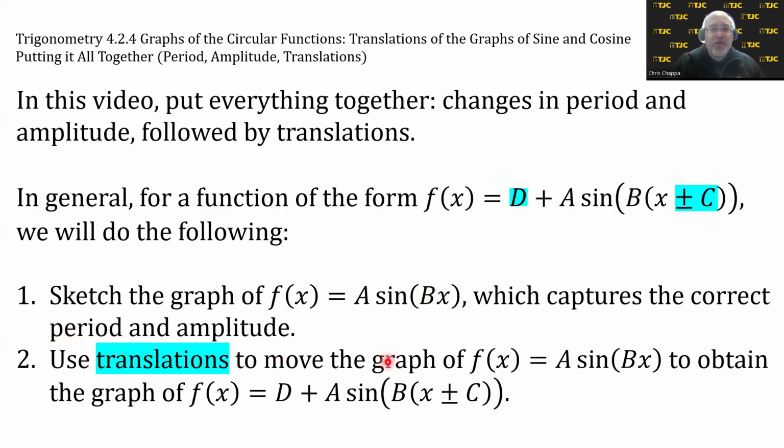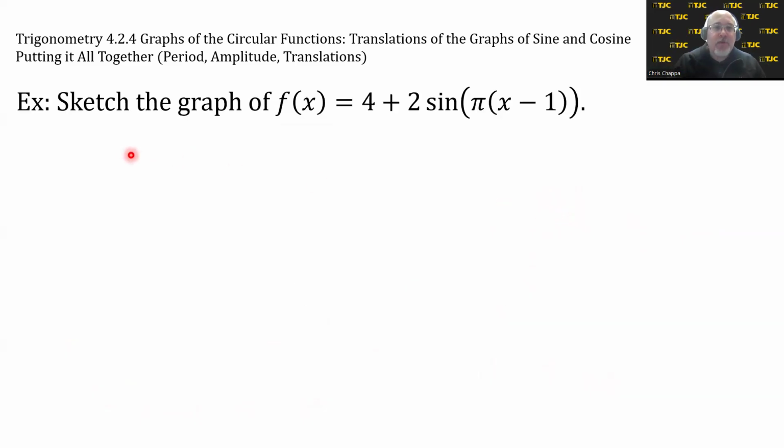And then second, we'll use translations to move that graph to obtain the graph of the original function. So after we establish the shape, then we use the d and the c, the numbers being added or subtracted, to move the graph around. Keep in mind, it doesn't mention it here, but if the a is negative, then that invokes a reflection across the x-axis. For example, let's sketch the graph of f(x) = 4 + 2 sin(π(x − 1)).